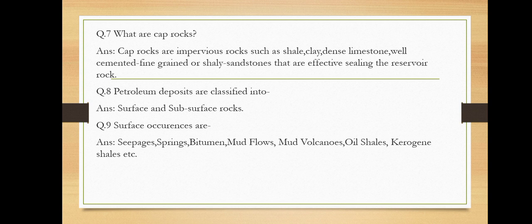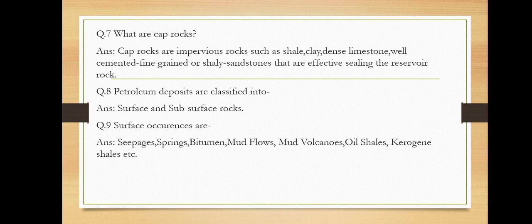Now, question number 8. Petroleum deposits are classified into two types: surface and subsurface. Petroleum deposits which are found on the surface of the earth are surface deposits, and those which are found beneath the surface of the earth are called subsurface petroleum deposits. Okay. Now, question number 9. Surface occurrences of petroleum are found in the form of seepages, springs, bitumen, mud flows, mud volcanoes, oil shales, kerogen shales, etc.